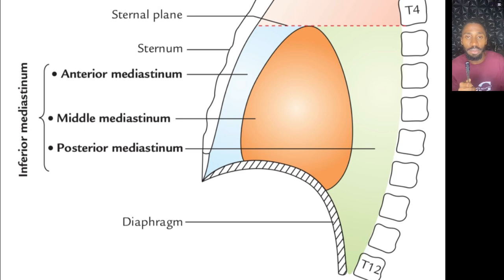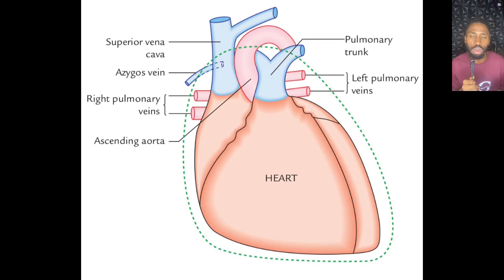So what are the content of this middle mediastinum? The middle mediastinum contains basically the heart covered by the pericardium. You also have some arteries there. So what arteries can you see there? The first one is the ascending aorta. You can find the pulmonary trunk dividing into the 2 pulmonary arteries. You can find the pericardiophrenic artery there. So the ascending aorta, the pulmonary trunk, and you can find the pericardiophrenic artery.